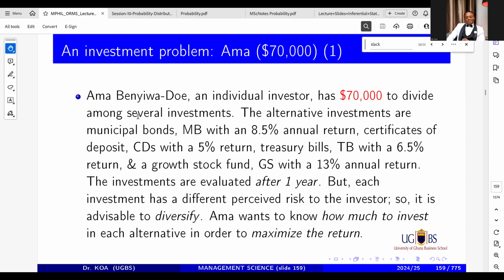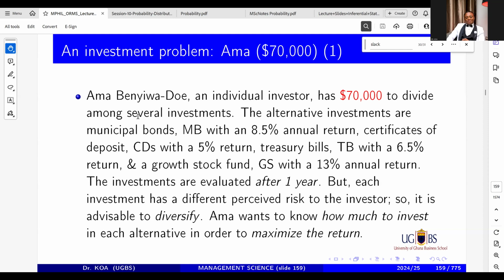Ama Benyuado is an individual investor. She has 70,000 to divide among several investments. The alternative investments are municipal bonds, MB, which generate an annual return of 8.5%. There are certificates of deposit, CDs, with a 5% interest rate; Treasury bills, TB, with a 6.5% interest rate; and a growth stock fund, like a mutual fund, M fund, with a 13% interest rate.